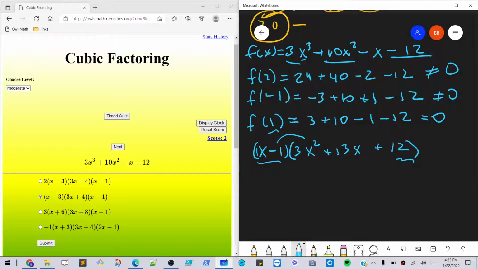And you can double check, like, how do I get this minus x term? Well, I got 12x from here, and I got a minus 13x here, and that's going to be minus x. So this is going to work. So then all I need to do is I've got this quadratic now. 3x squared plus 13x plus 12.